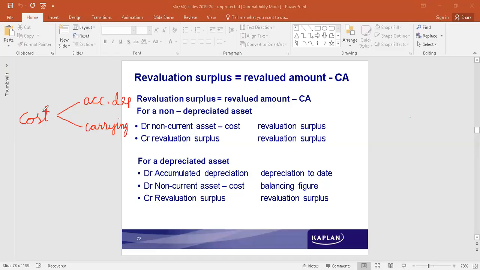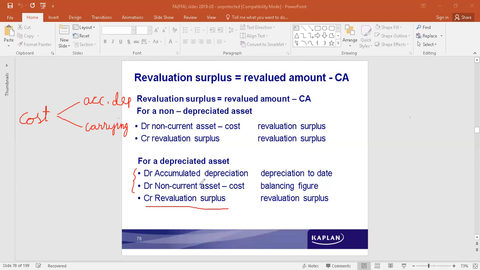On one side of the balance sheet, the asset side, the original cost is shown as it is, and on the other side, the liability side, we have the accumulated depreciation. When the cost amount and the accumulated depreciation amount are adjusted, we have the carrying value or the written down value of the asset. So for a depreciated asset, the journal entry would be that the revaluation surplus is credited. The asset is now made up of two parts: accumulated depreciation and non-current asset.